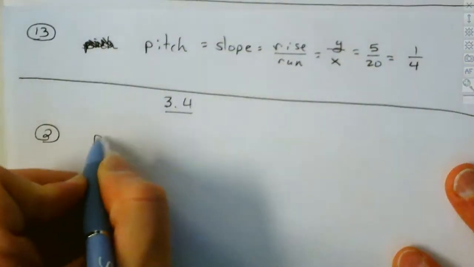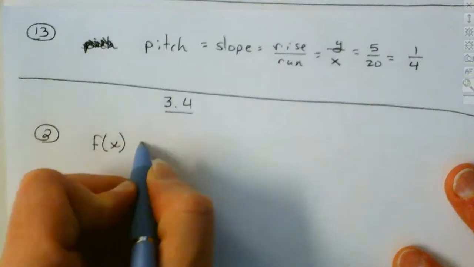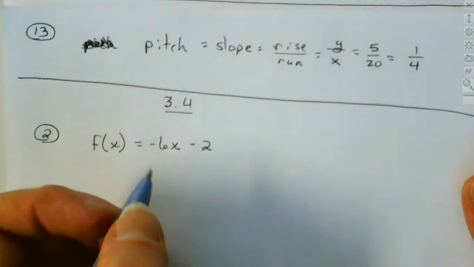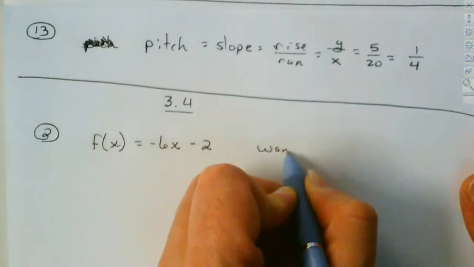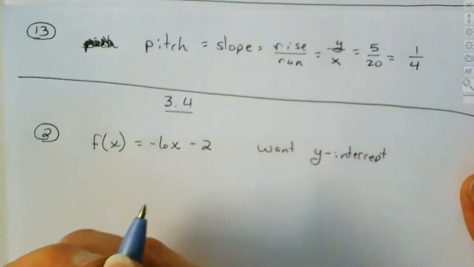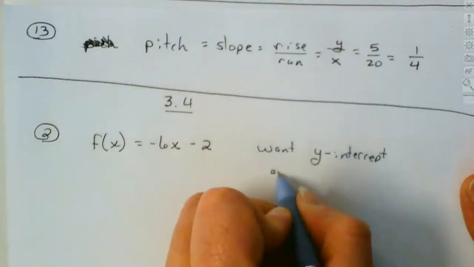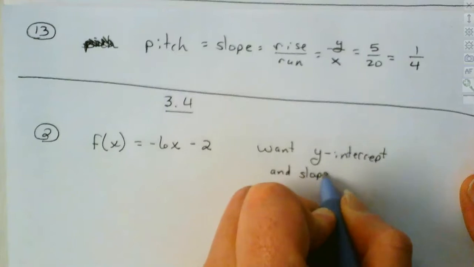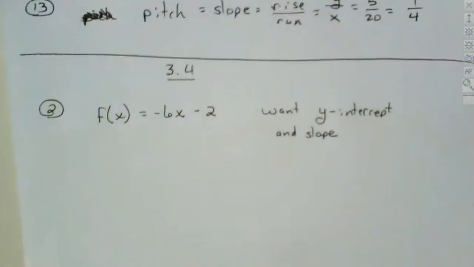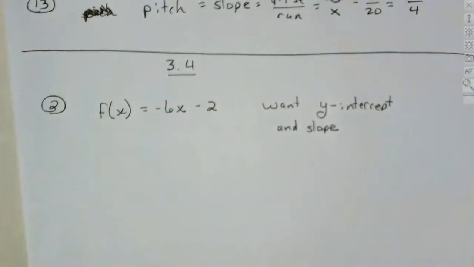And what we've got is this. We've got f of x equals negative 6x minus 2. And we want the y-intercept, and we want the slope. Now, how does it work when we look at equations? When we don't have a graph, how do we find the slope? Well, we have a formula, a way it needs to be written to get these parts. And that's called the slope-intercept form.